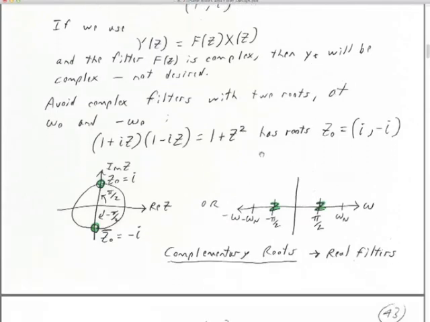We'll avoid complex filters by using complementary roots, complex conjugate roots. So we really need two filters. We need two roots. One is at plus pi over 2, and the other one is at minus pi over 2. They are complex conjugates of each other. The first root, z naught, is equal to i. And then the second root is z naught conjugate, which of course is just minus i. And here's where we're actually starting to make use of this mysterious negative frequency part. We need that because of what it's going to do for us when we multiply.